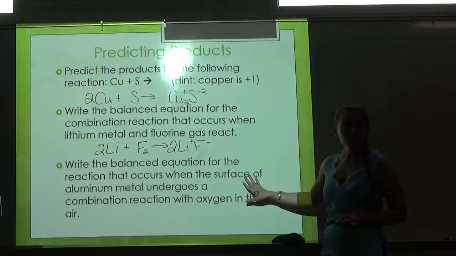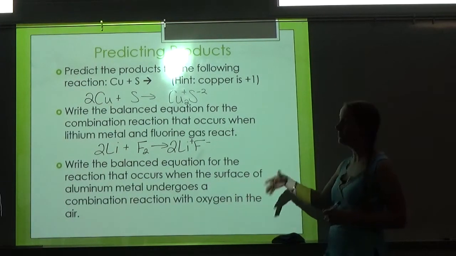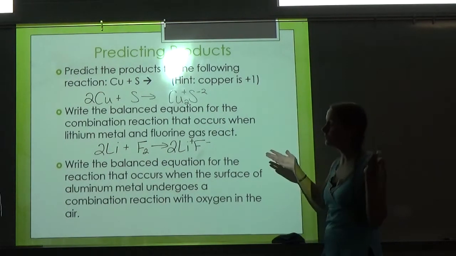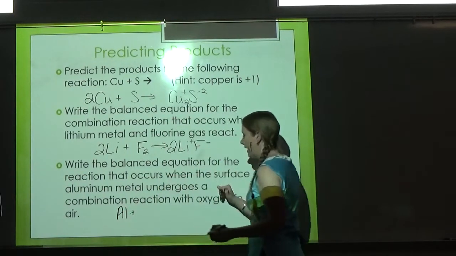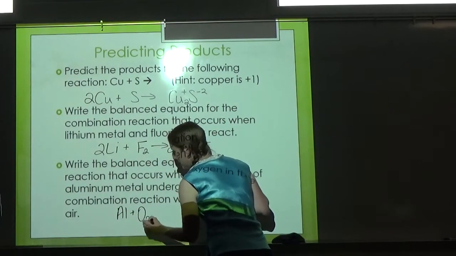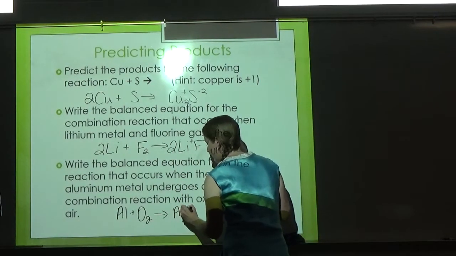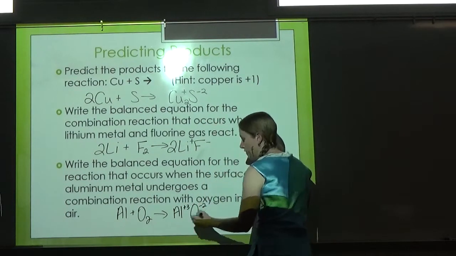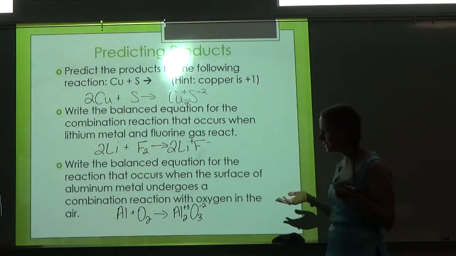Maybe practice this one on your own, pause it, try it, I'll assume you've done that. Write the balanced equation for the reaction that occurs when the surface of aluminum metal undergoes a combination reaction with oxygen in the air. So we have aluminum and oxygen. Don't read into this and start thinking it's something super hard. Aluminum is just Al, it's not a diatomic, and oxygen is O. It is a diatomic. Then I'm just going to bond them together. Aluminum has a positive 3 charge, oxygen has a negative 2, so aluminum needs a 2 and oxygen needs a 3. And then I need to balance my reaction.